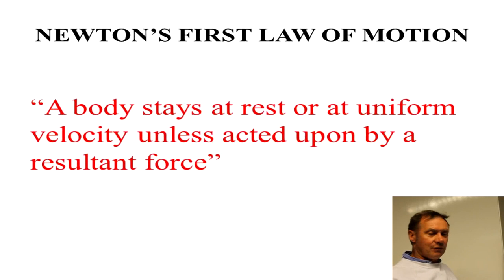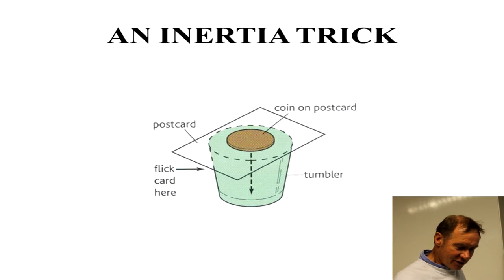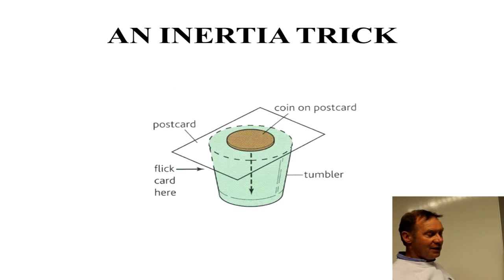So, first law of motion: a body stays at rest or in uniform velocity unless acted upon by a resultant force. A simple example: you're all used to riding in cars, and if the driver suddenly puts the brakes on, we tend to move forward, or accelerate, we move forward like that. And to illustrate inertia, we can put a coin on a postcard, shown in the slide, and if we suddenly pull the postcard away, of course the coin falls into the tumbler.